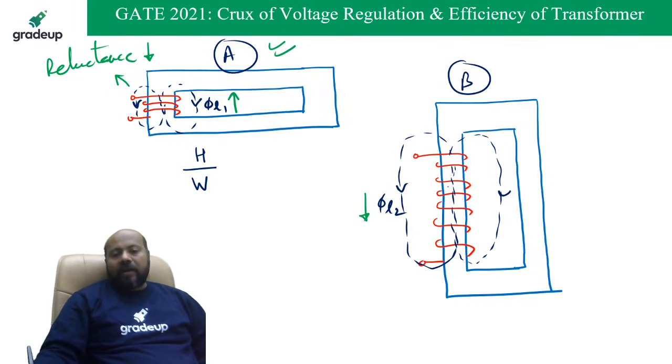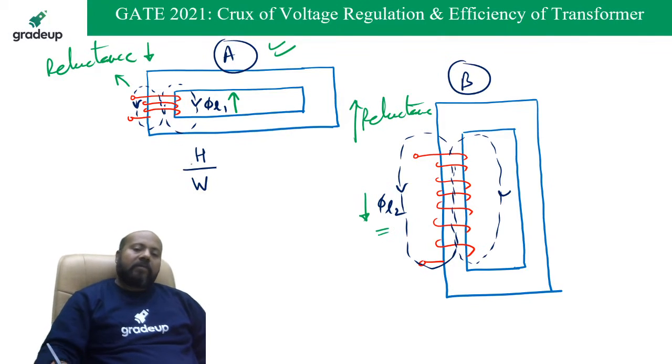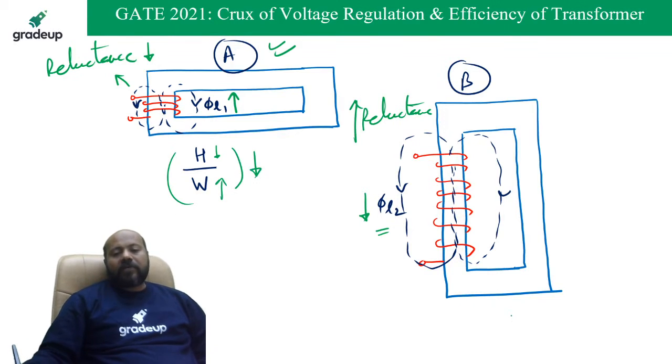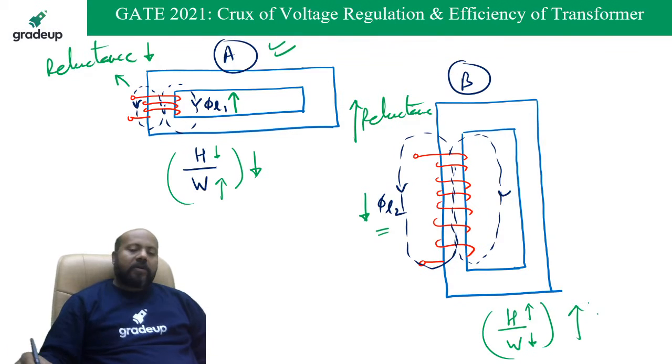And here the air gap length which the flux has to travel, or the reluctance, is going to be high. So leakage flux is going to be less. If you see the ratio of height and width, the height is going to be less and width is going to be high. So height to width ratio is going to be smaller one for this transformer. If you see the height to width ratio for this transformer, height is more and width is less. So height to width ratio is going to be more.